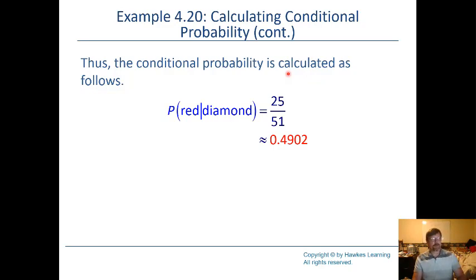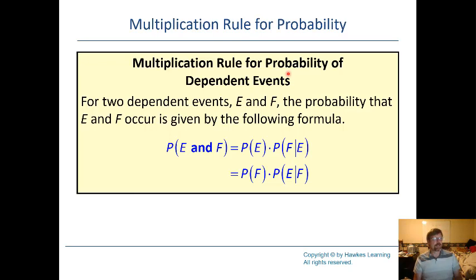Alright, so now we have a multiplication rule associated with this. This one will kind of make more sense in a minute. The probability of E and F occurring is the probability of E occurring times the probability of F occurring after E occurs. It is also the probability of F occurring times the probability of E occurring after F occurs. Same thing.